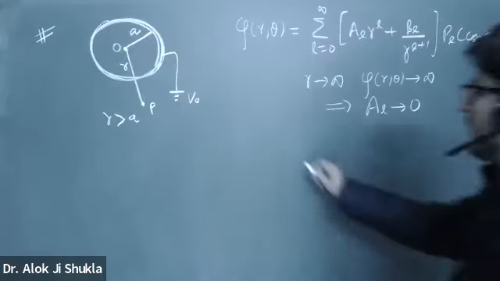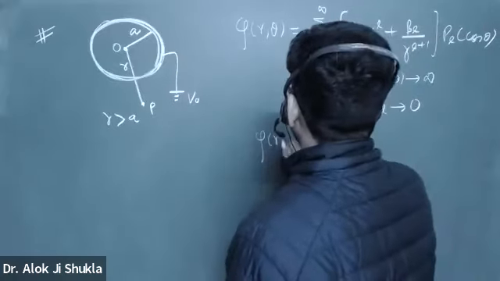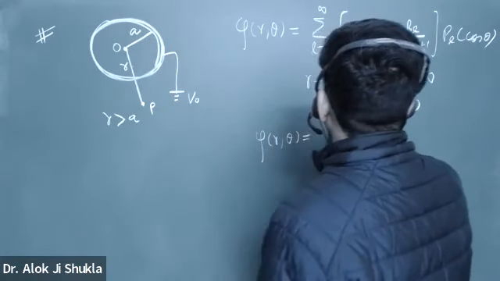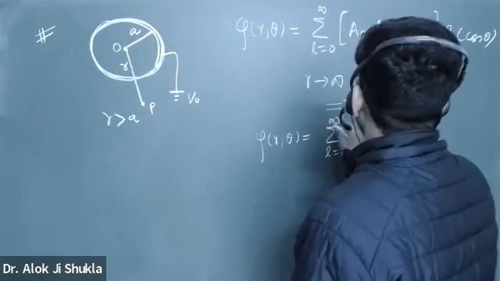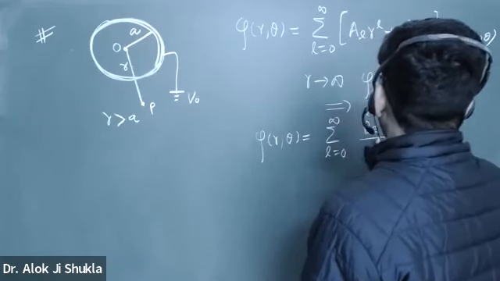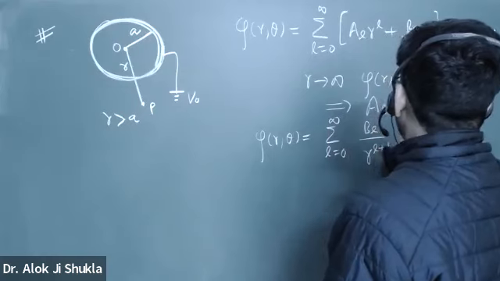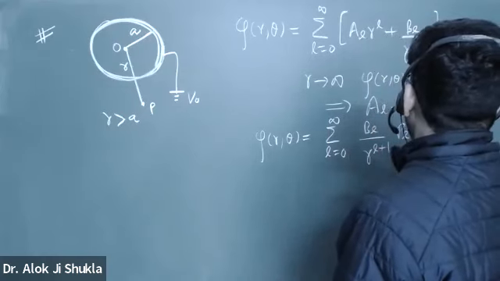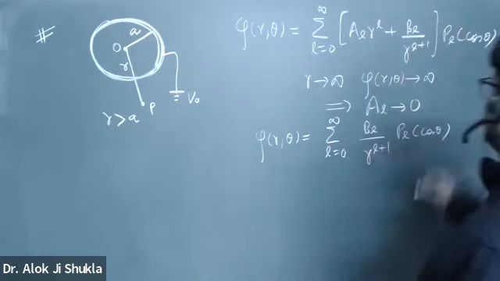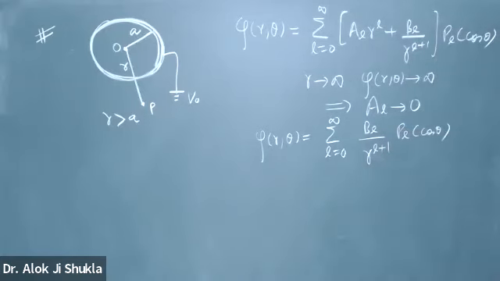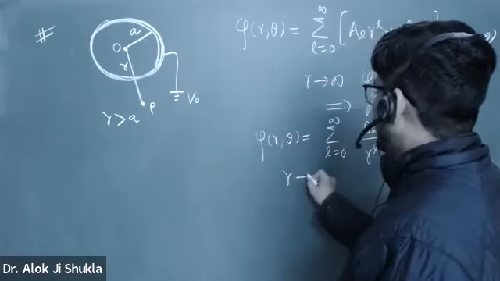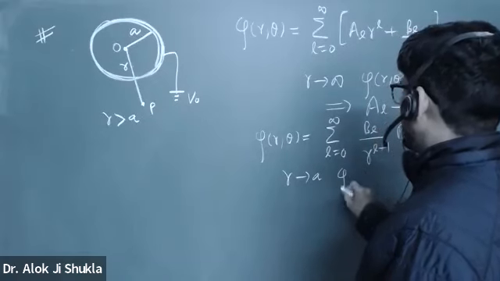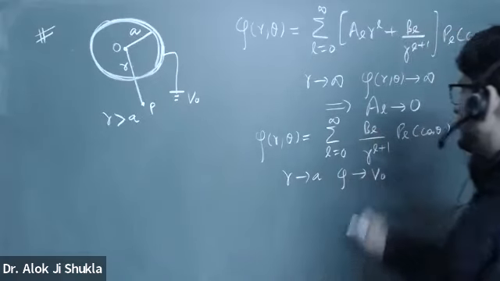So then your potential can be written as summation L is equal to 0 to infinity BL upon R to the power L plus 1 and PL cos of theta. Yes or no? AL has gone to 0 now. Now apply the second boundary condition. At R goes to A, potential becomes V naught. Am I right?